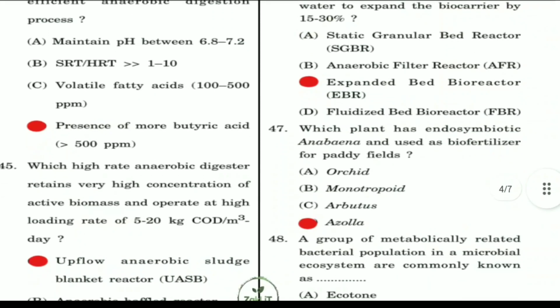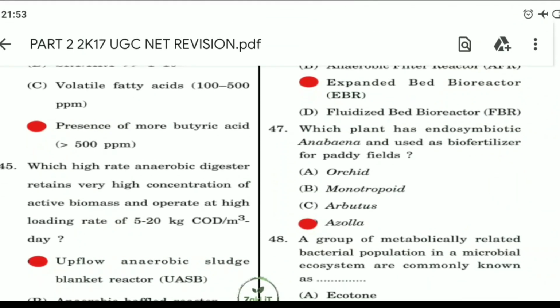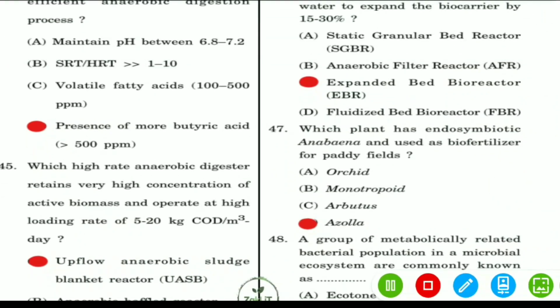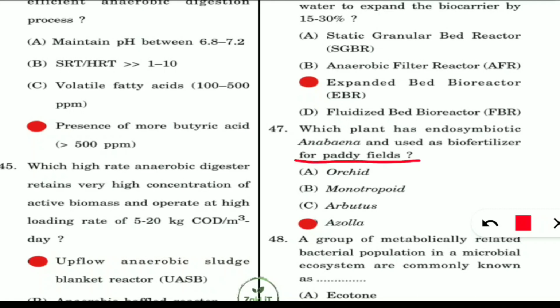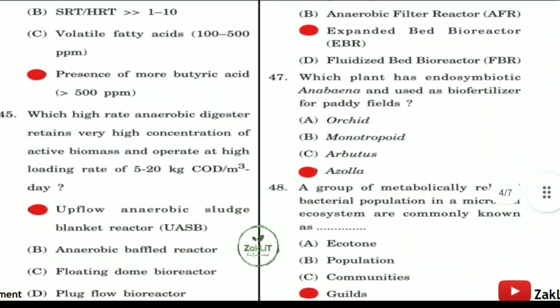Let's move on to the next question, question number 47. Which plant has endosymbiotic anabaena and is used as biofertilizer for paddy fields? So here this is a very easy question, I hope you will know. It is azolla. Azolla has the endosymbiotic relationship with anabaena and it is used as biofertilizer in paddy fields.